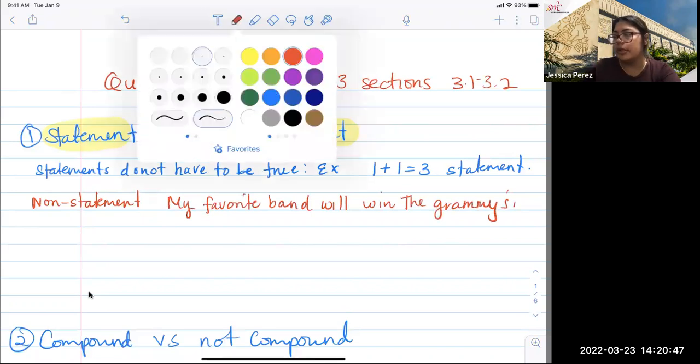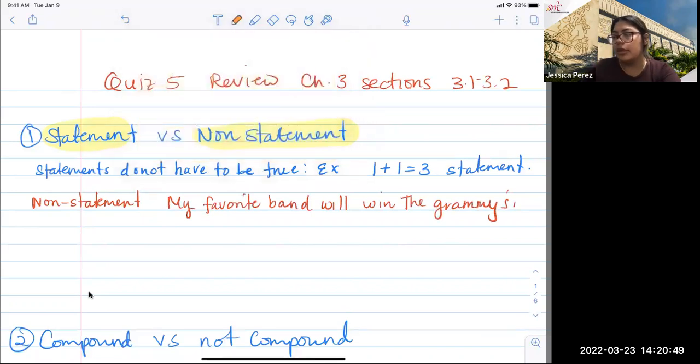And there are many other examples of statements versus not a statement. So please make sure that you look over the notes and make sure you understand how to define whether something is a statement versus not a statement.